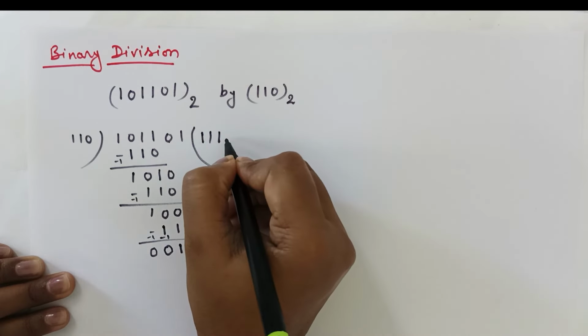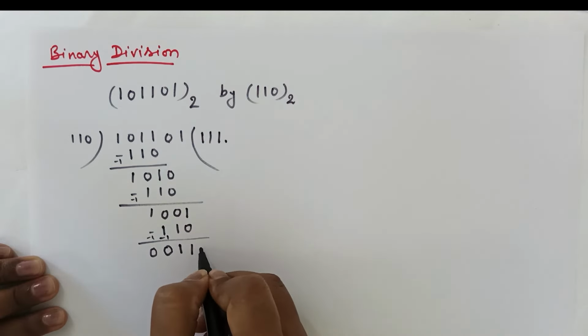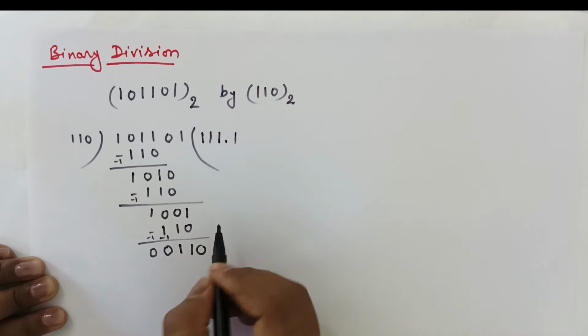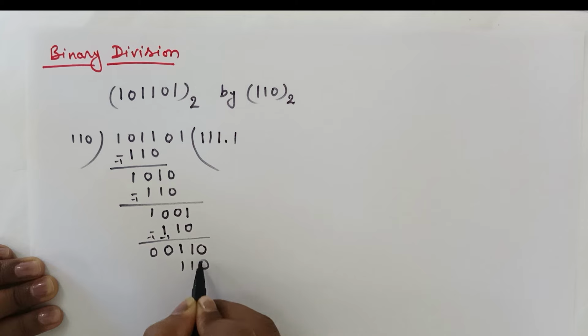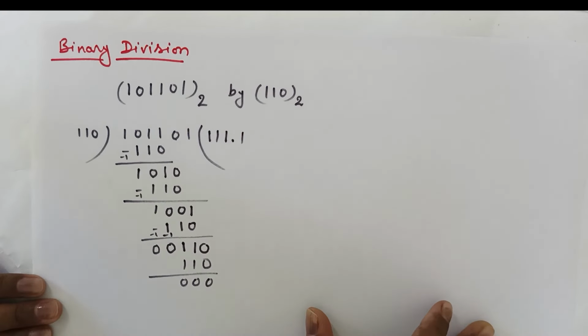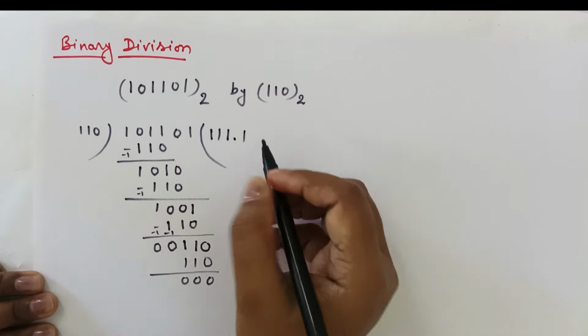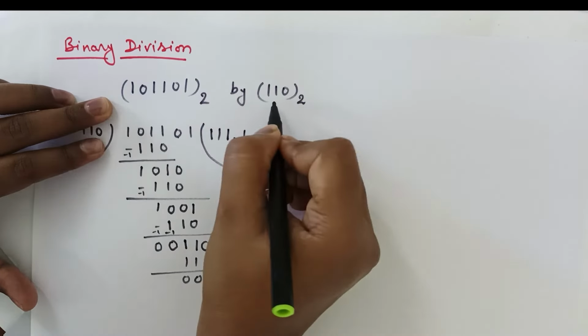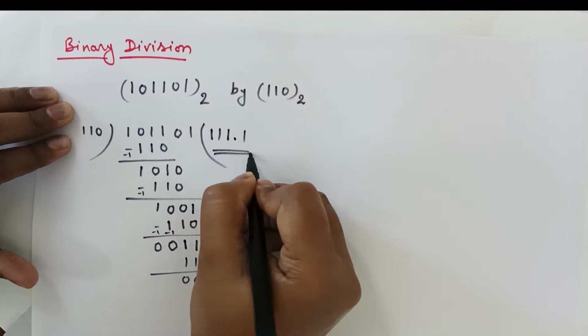We'll put one point here and we'll put one zero here. So this will go by 1110 and the remainder is 0 now. So this is how we do the division for binary numbers. So this divided by this will be this number.